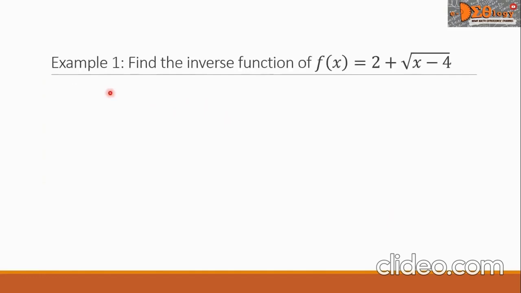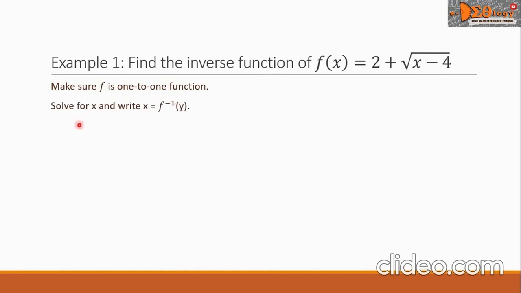Let's have example 1. Find the inverse function of f of x equals 2 plus the square root of the quantity x minus 4. Step 1. Let us make sure that the given function is one-to-one. If I substitute any permissible values for x, I will always get a unique corresponding value for f of x. It means this function is a one-to-one function.